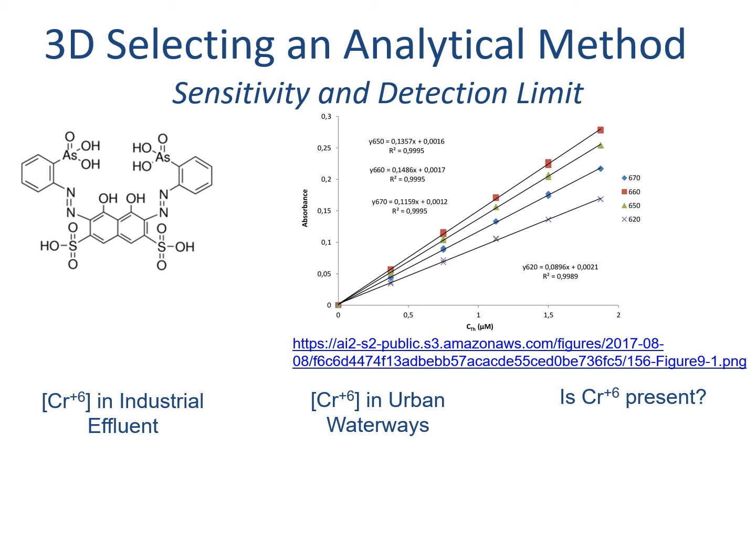They correspond to 660 nanometers. That means any concentration of analyte will generate more signal at 660 nanometers than any other measured wavelength. This method is then the most sensitive at 660 nanometers and the least sensitive at 620 nanometers. The more sensitive a method is, the easier it is to measure low concentrations. It has a low detection limit.